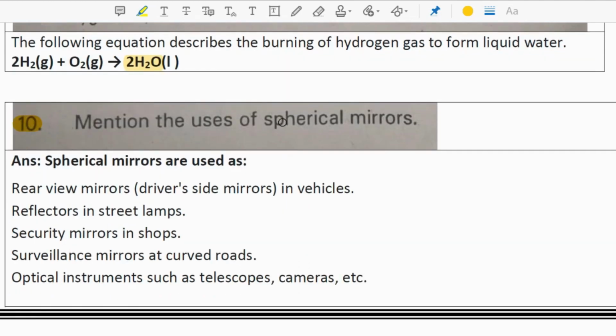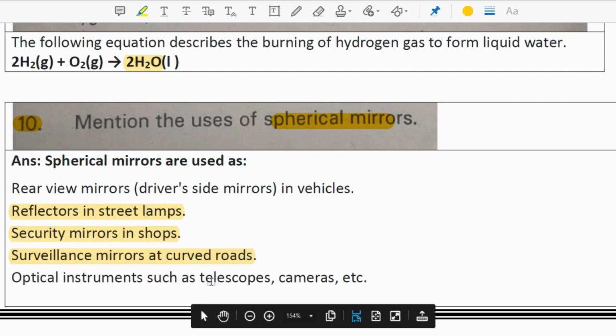10th question. Mention the uses of spherical mirrors. So spherical mirrors are used as rear view mirrors in vehicles, reflectors in street lamps, security mirrors in shops, surveillance mirrors at curved roads, optical instruments such as telescopes and cameras, etc.